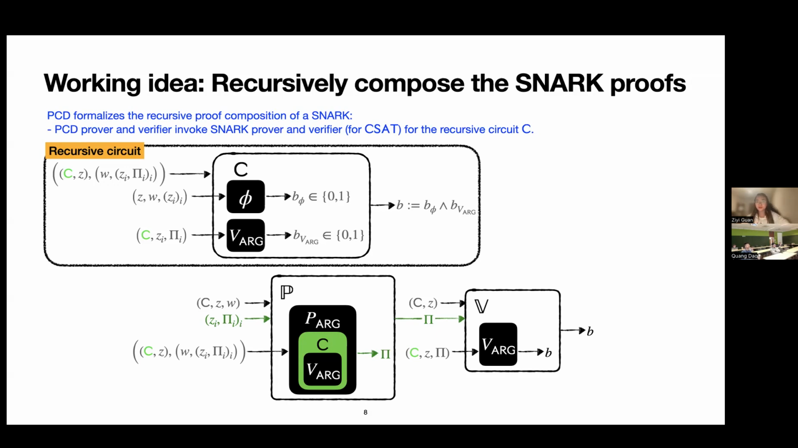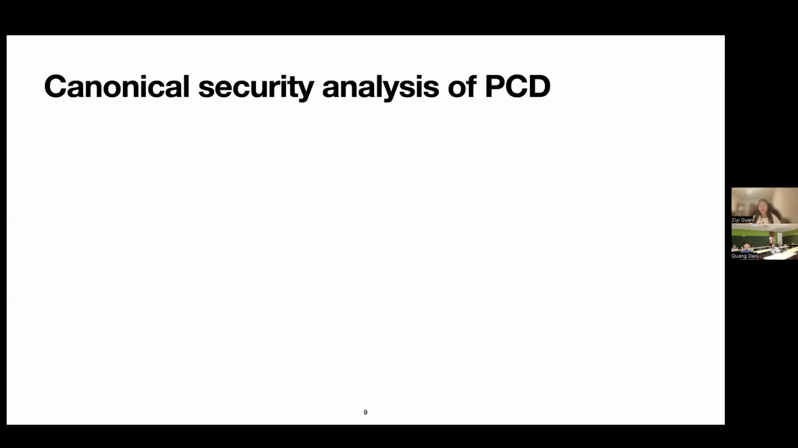Okay, if there are no other questions, let's move on. So we've seen the construction. The main topic of our talk is still the security analysis of PCD. And I mentioned in the first slide that there are previous works that provide some canonical security analysis of PCD. Let's first see how it works, and then I'll explain why this canonical security analysis is not ideal.